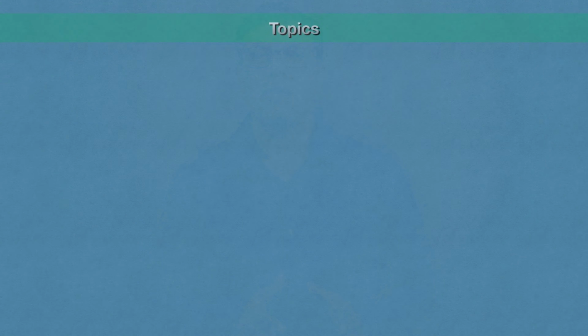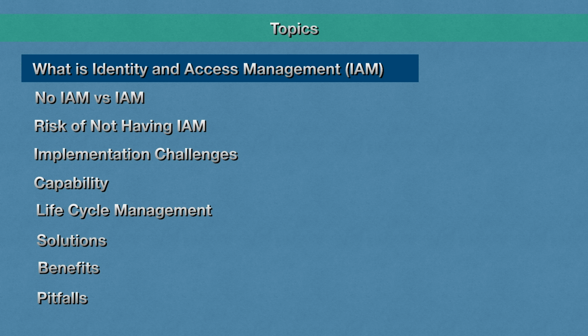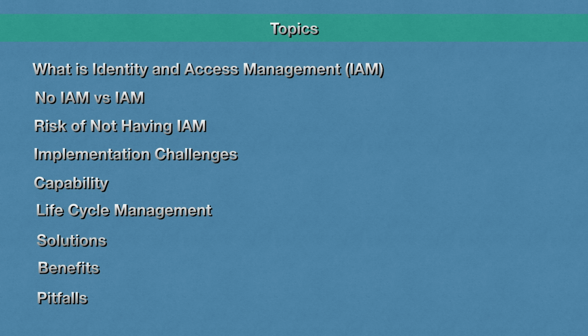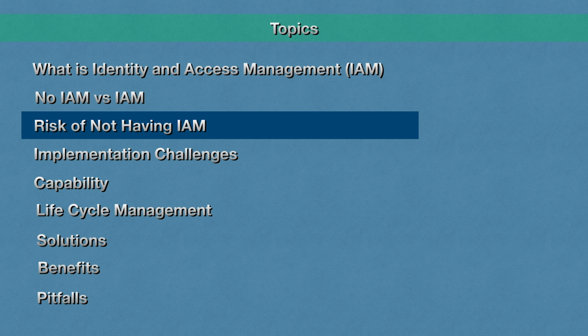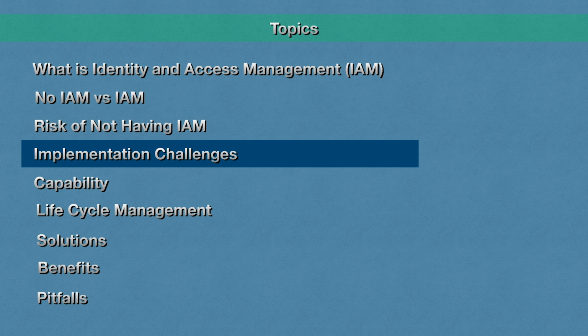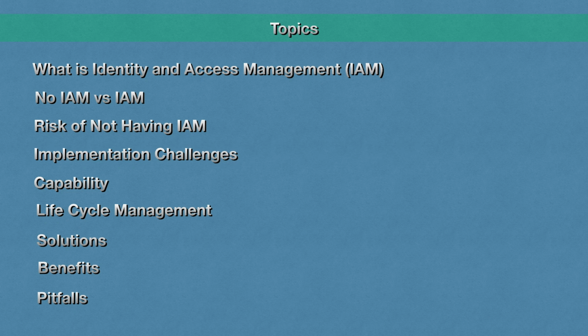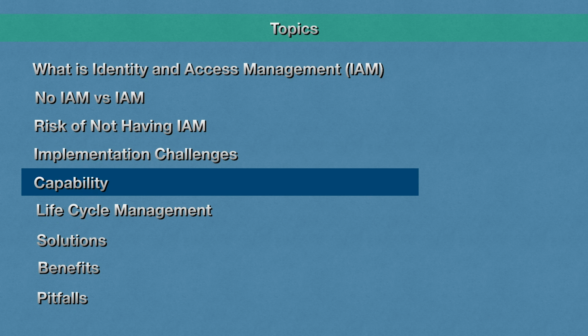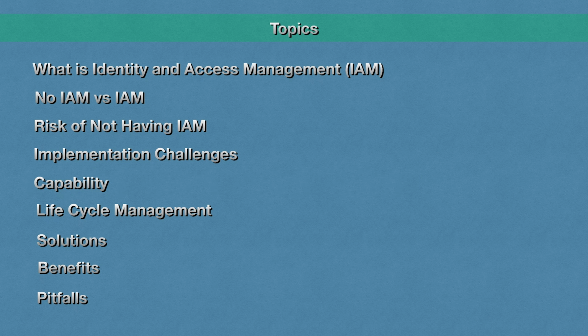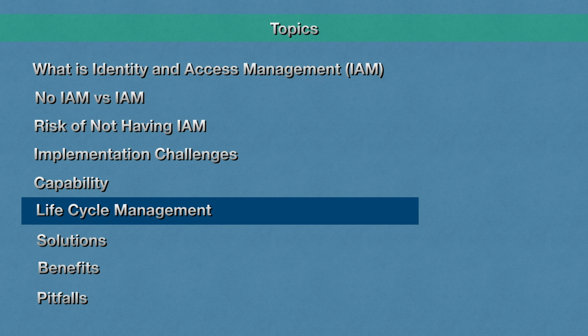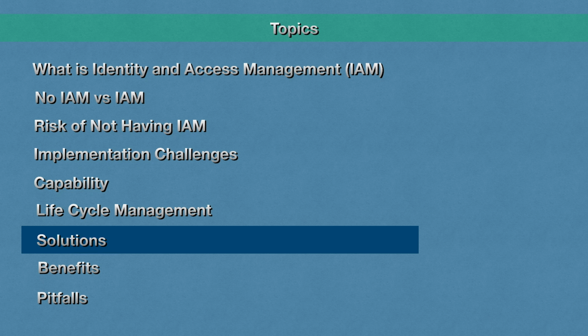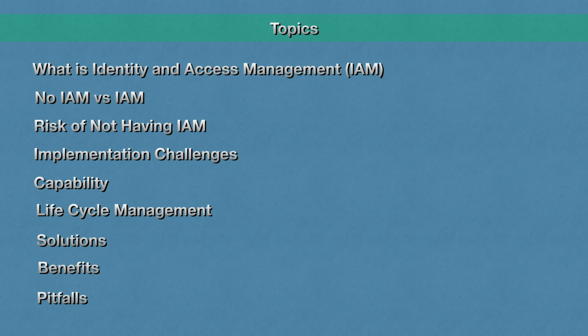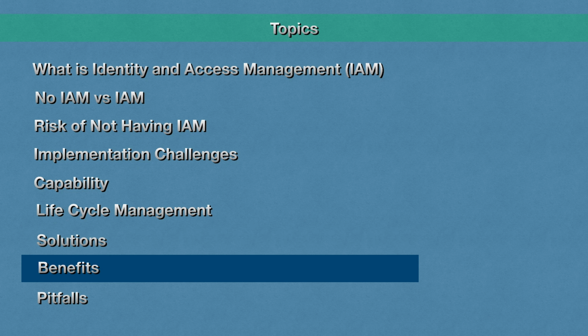During this video, we will be covering the following topics. What is IAM? We'll go through the scenario of no IAM versus IAM. We'll talk about the risk of not having IAM. We'll also highlight initial IAM implementation challenges. We will understand IAM capability followed by IAM lifecycle management. We'll talk about IAM solutions to some of the common issues and we'll cover its benefits. We'll also talk about some common IAM pitfalls. Let's get started. Let's find some standard definitions now.